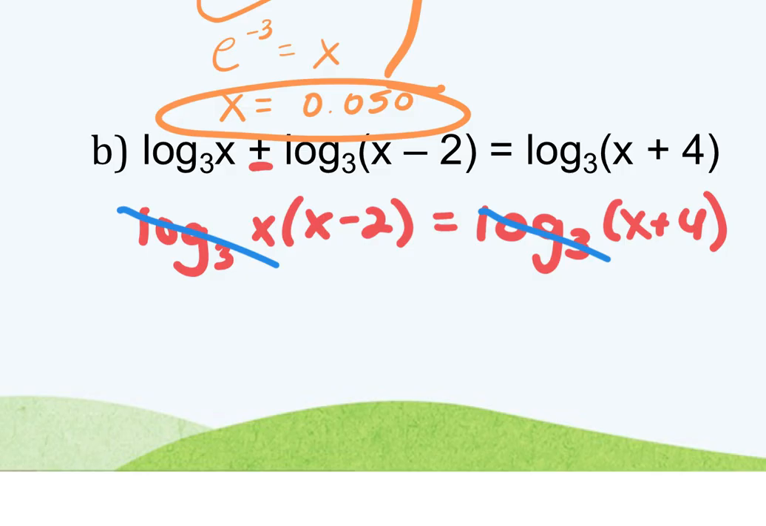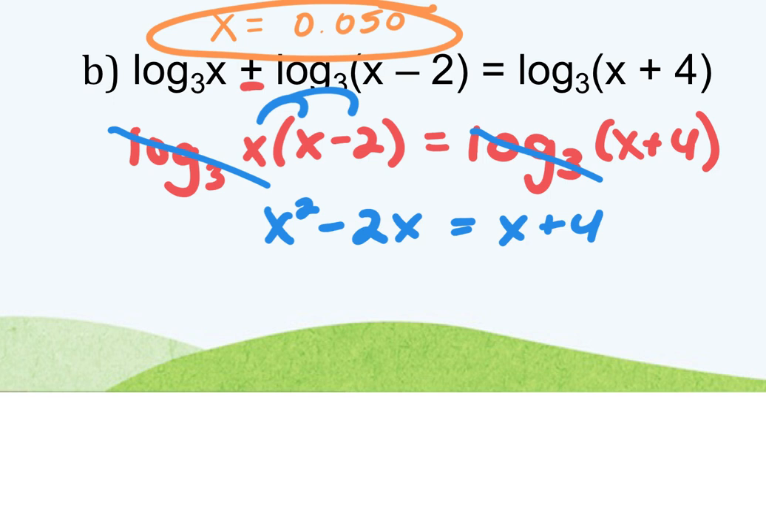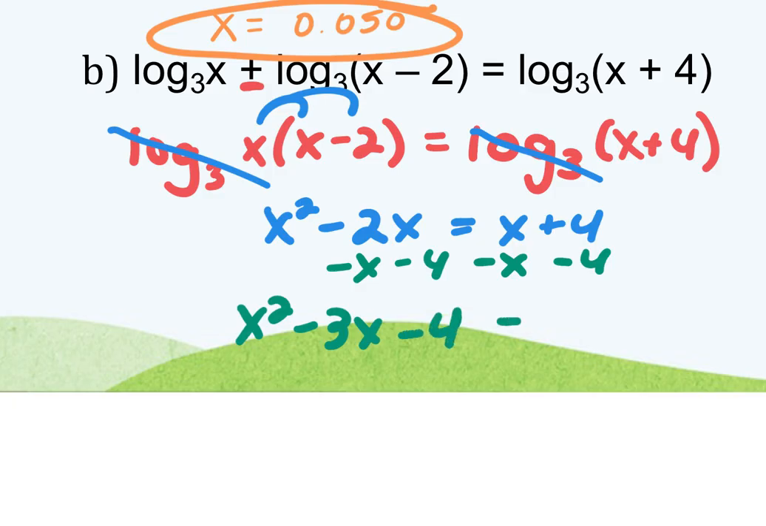On the left-hand side, I'm going to distribute. I get x squared minus 2x equals x plus 4. Then what? Subtract. Which way you want to go? Subtract x and 4. Good. As soon as you see the x squared and the x, hopefully that's like, oh crap, I'm going to have to factor this. I'm going to get everything to the left side. I want my x squared to stay positive. So I'm going to move this stuff, and I get x squared minus 3x minus 4 equals 0.